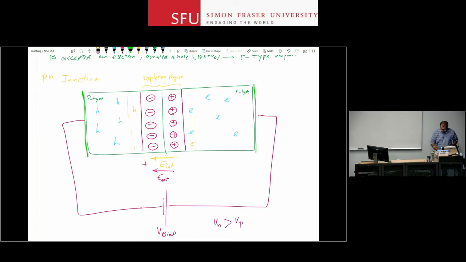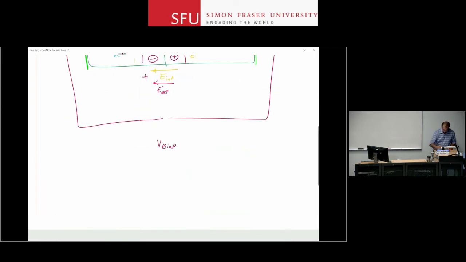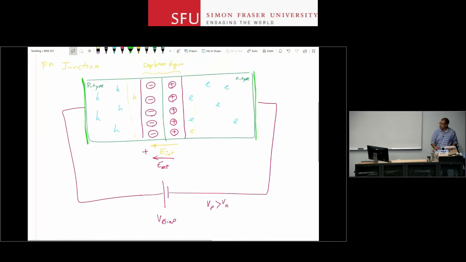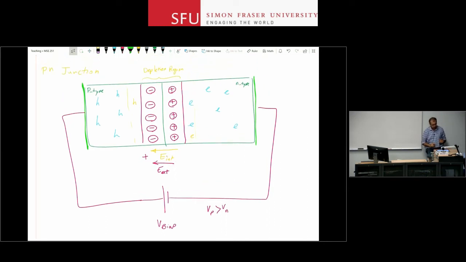But let's do the opposite. Let's switch the direction of this, so that in this case, I apply a more positive voltage to the P side than the N side. So Vp is now larger than Vn. And if this is the case, what happens? What does it do to the internal field? The external field is now in this direction.